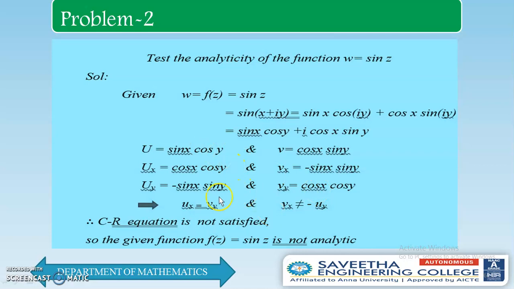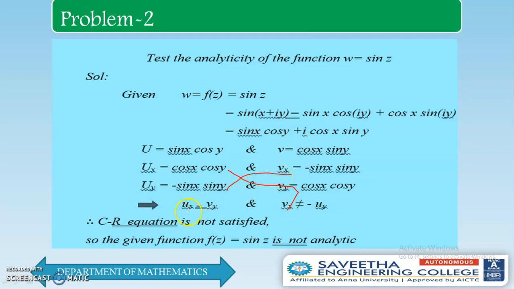So next we check whether these two are analytic or not. Here we verify. ux equal to cos x cos y, vy equal to cos x cos y, both are equal. So next we check these two. uy equal to minus sin x sin y. Here vx equal to minus sin x sin y. Both are the same, but in your formula vx equal to minus uy. So if we put minus, these two are not equal.